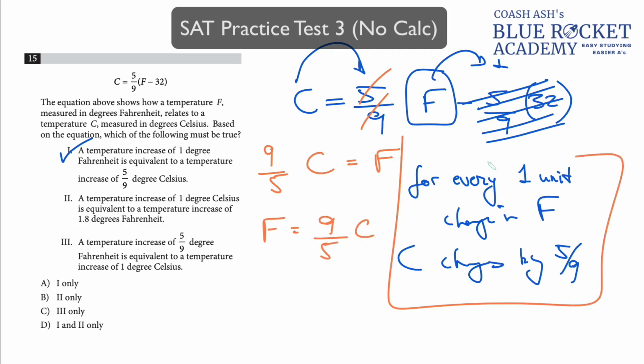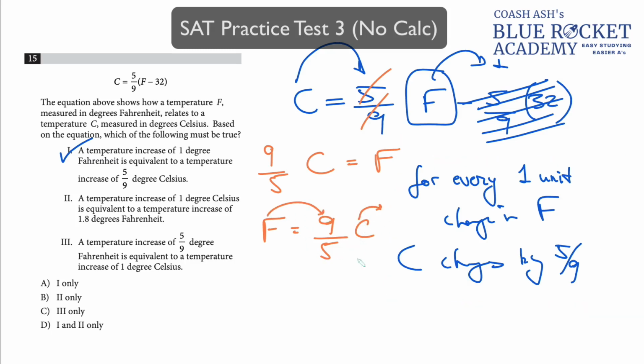And now you can use the same trick. For every 1 in C, F changes by 9/5. So in other words, if C changes by 1 degree Celsius, then Fahrenheit changes by 9/5. Okay, but 9/5 can also be written as 1.8. When you divide 9 by 5, you get 1.8, and that's what's over here. A temperature increase of 1 degree Celsius is equivalent to a temperature increase of 1.8 in F. And so 2 is also correct. So 1 and 2 combined give you D as the answer.